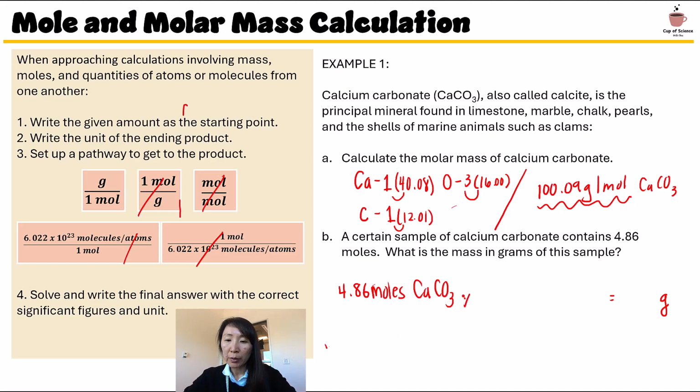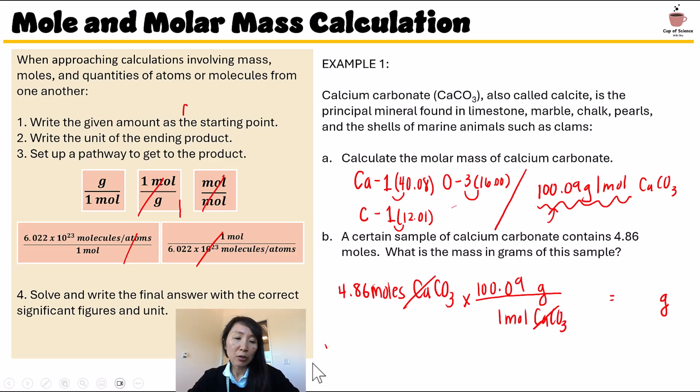And so we would write grams for every 1 mole of calcium carbonate. Well, what is this? This is the molar mass, which we just saw up here. So we just need to write that 100.09 grams, and then per mole is the same as 1 mole of calcium carbonate. Now we can cancel out the moles of calcium carbonate, and we can calculate this out to find the grams. So that's my last step.